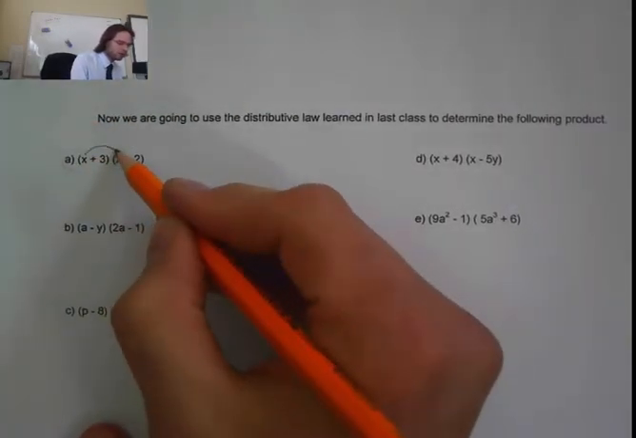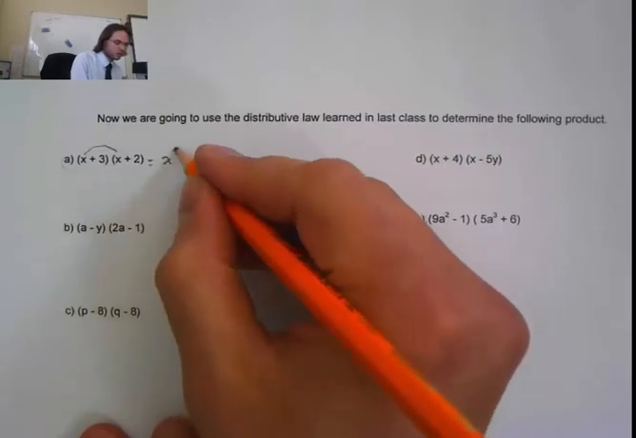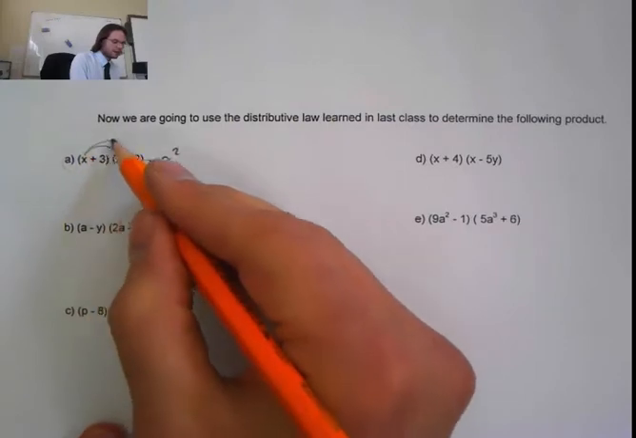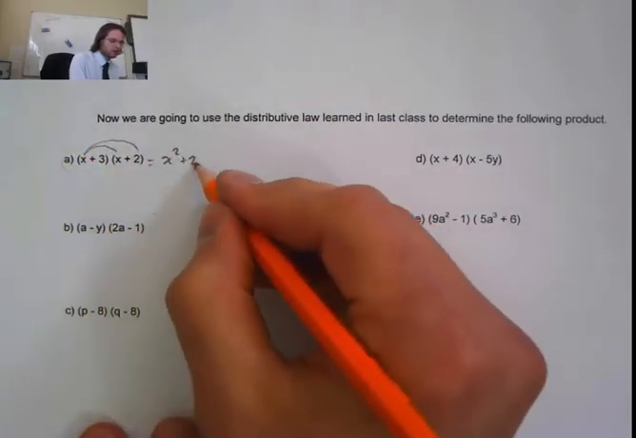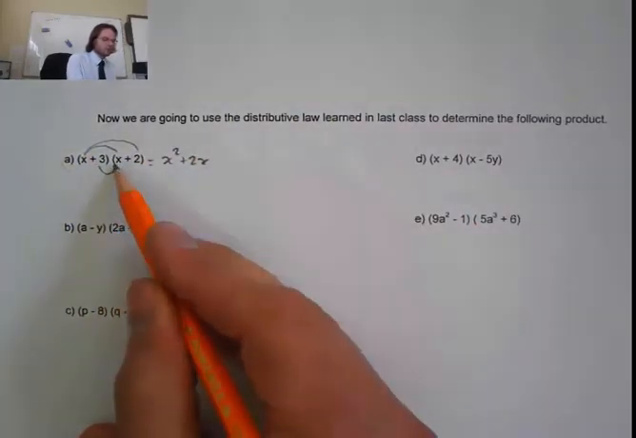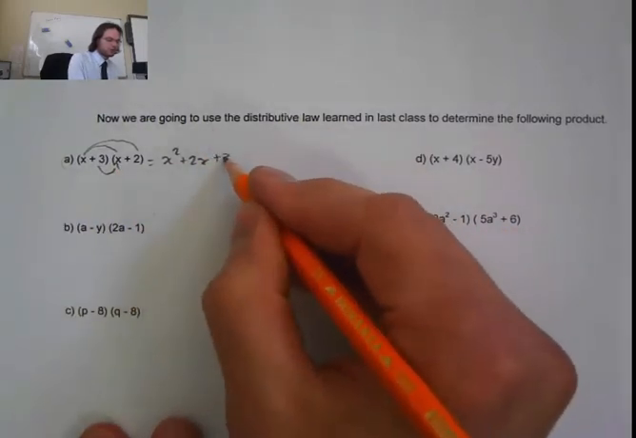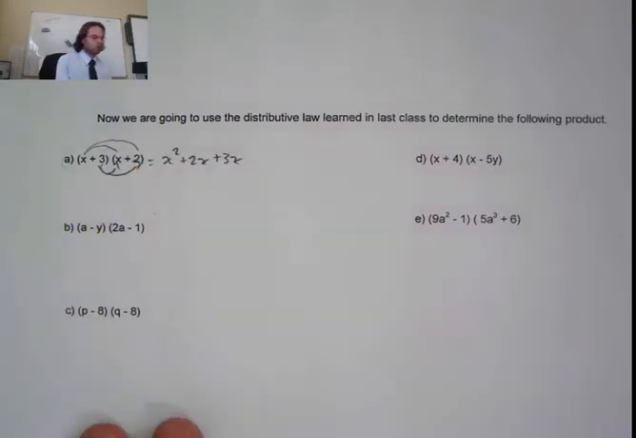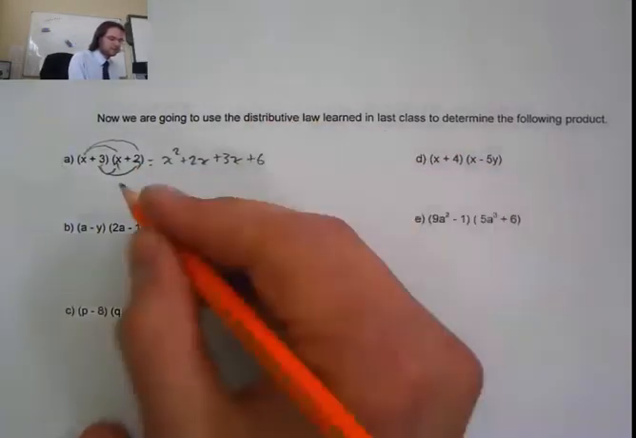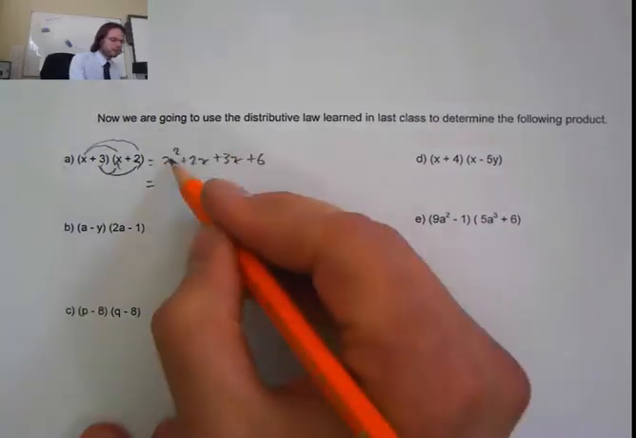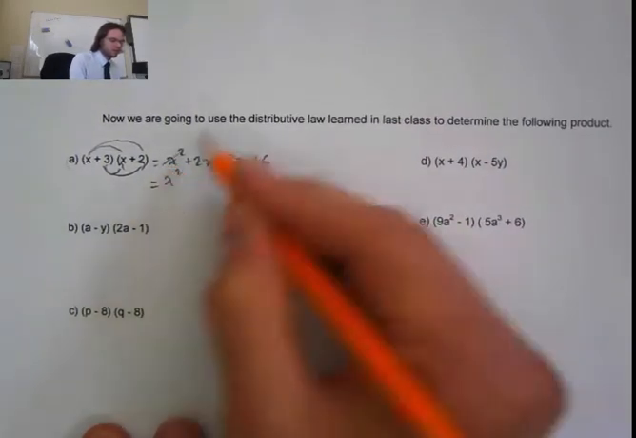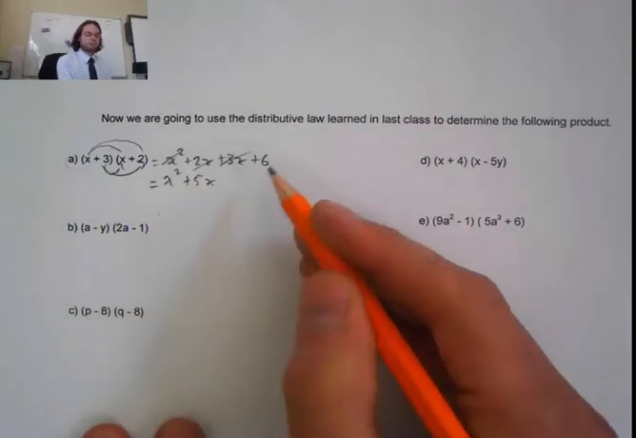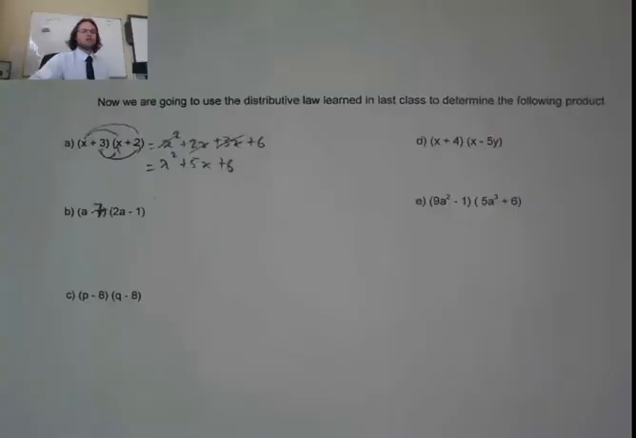So I want x multiplied by x will give me x squared. Okay? Then I have to go this x here multiplied by that, which will give me plus 2x. Now I want to go the 3 multiplied by x, which will give me plus 3x. And then I'm going to go the 3 multiplied by 2, because that's multiplied by both, which will give me plus 6. Okay? I combine these together. I have x squared, done. Then I have 2x plus 3x will give me plus 5x. And then I have plus 6. That's it.